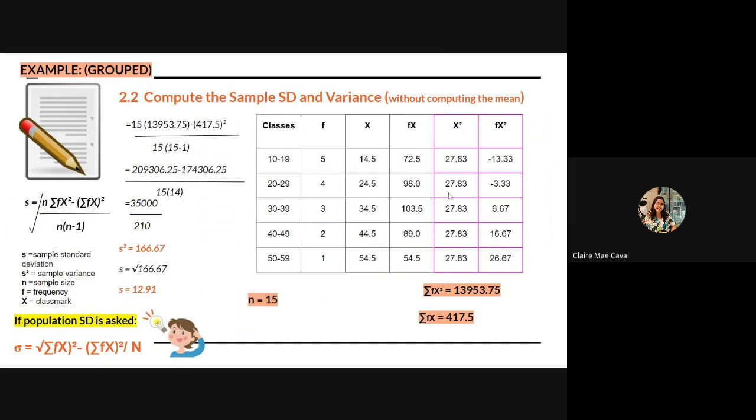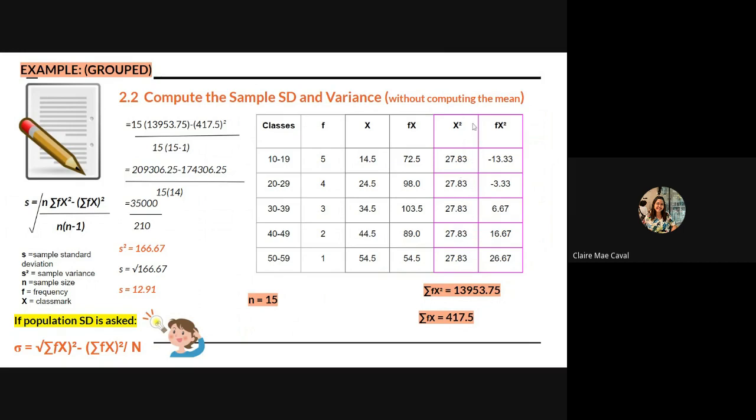24.5 rather, squared is equal to 27 point. Wait, what's wrong with this? You just have to get the square of the class mark. I'll just solve it, class. 27.83 squared, that's 774.51. Class, there is an error here. This is the square of your class mark. This is not 27.83. There is a clerical error.